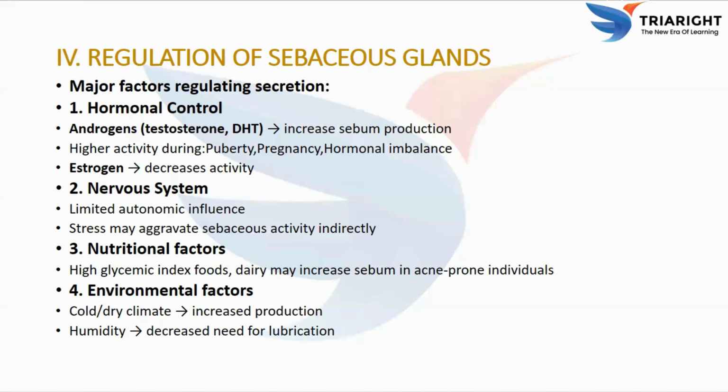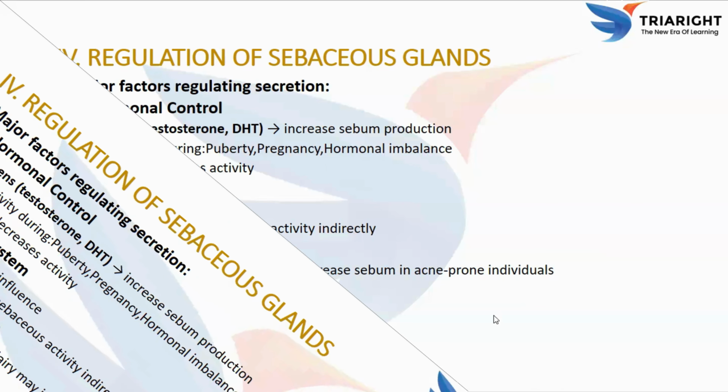So coming to environmental factors. Climate affects how much sebum the body feels it needs. For example, if you are in cold or dry weather, what effect do you see? Sebaceous glands become more active to prevent dryness. Whereas when you are in a hot and humid climate, the sebaceous activity decreases because the skin already stays moist. So this is how these factors regulate the sebum secretion.